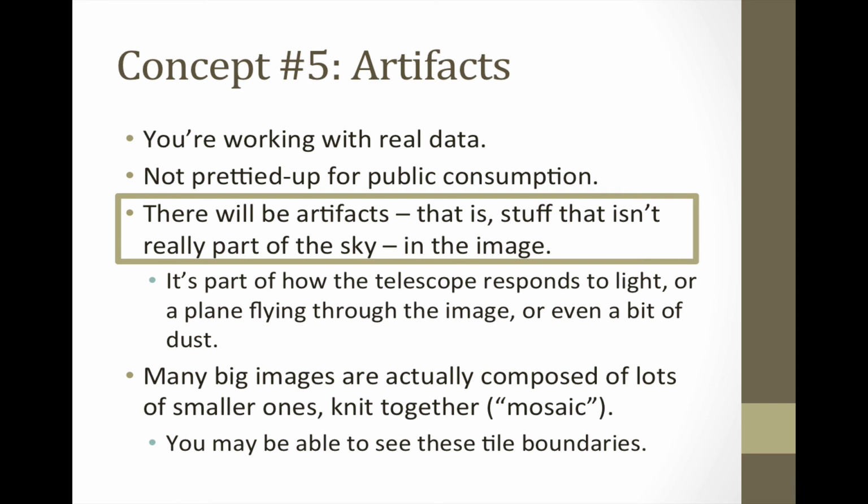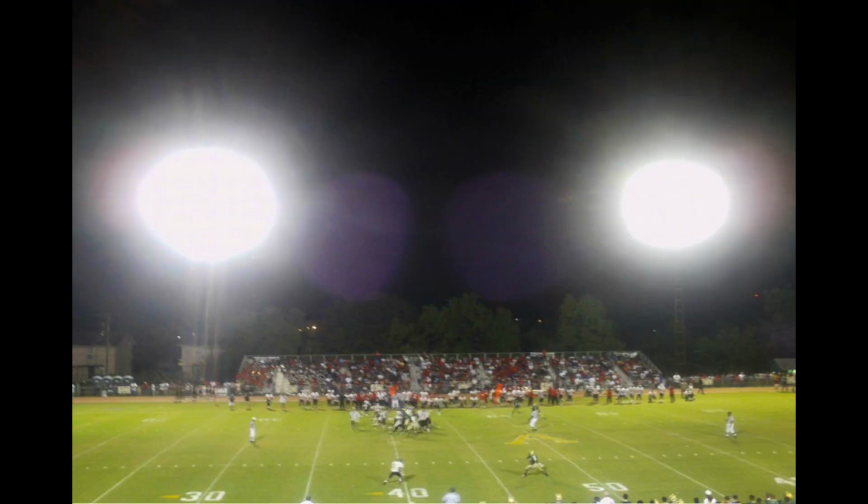Many big images that you find in these archives are actually lots of little ones. Those images of the Eagle Nebula I just showed you, those are lots and lots of small images knit together or mosaicked together. And depending on where you're getting the images, you might be able to see those boundaries between the tiles. It'll end up looking sort of like a patchwork quilt. It's not supposed to. Sometimes it does.